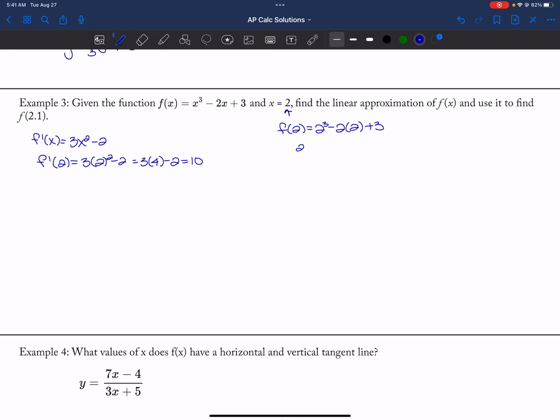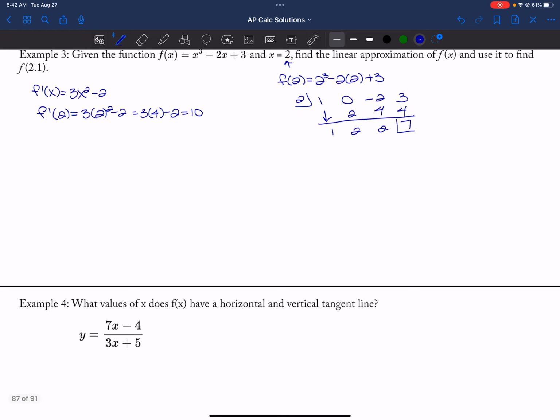Again, remember, I can always use synthetic division. The coefficients are 1, 0, negative 2, and 3. So I can always use synthetic division to figure this out. This is 1, 2, 2, 4, 2, 4, 7. Let me make sure I did that right. Yeah. So now f of 2 is equal to 7.